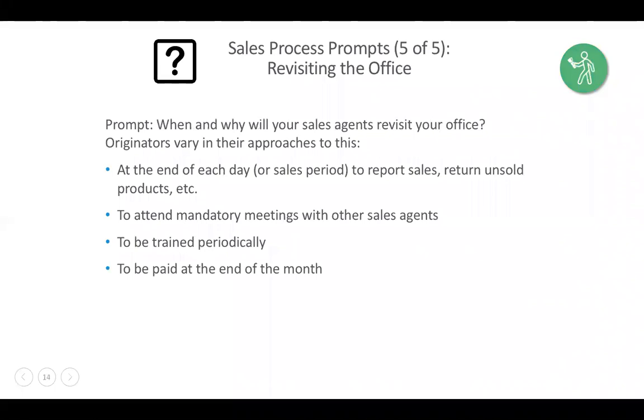Lastly, when and why will your sales agents revisit your office? This will complete the sales circle. The sales agent has gone out with the products, has sold some products, and is now coming back to the office. As you can see, originators vary in their approach to this, mandating that agents return to the office to be trained periodically or to be paid at the end of the month.